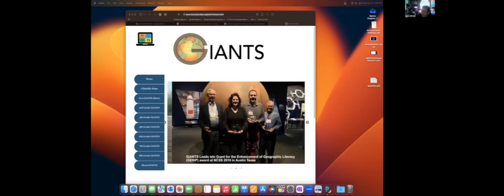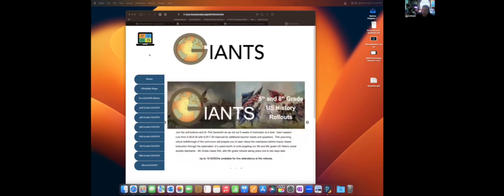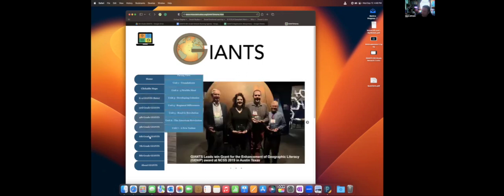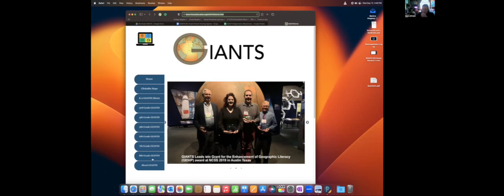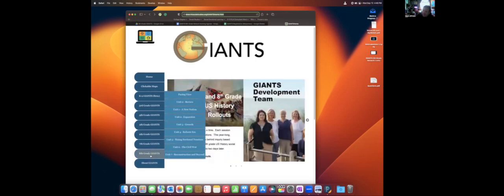If you head to the Giants website, or if you just want to look at it now from what's on my screen here, the website looks like what you see right now. And as you can see, we've got Giants available for kindergarten, first and second grade. We've got a third grade, a fourth, fifth, sixth, seventh, all the way up to eighth. So it covers a lot of different grade levels. We do not go higher than eighth grade right now.